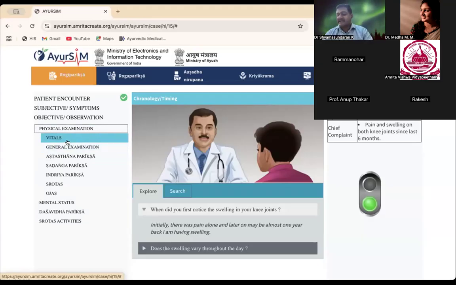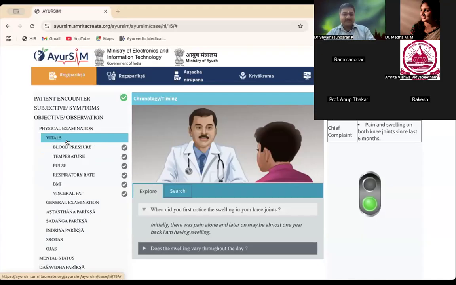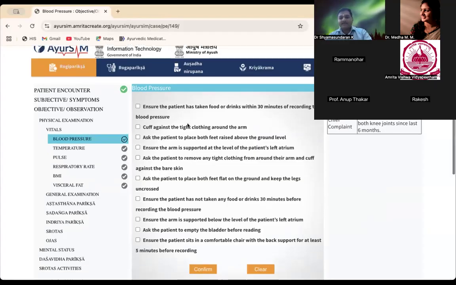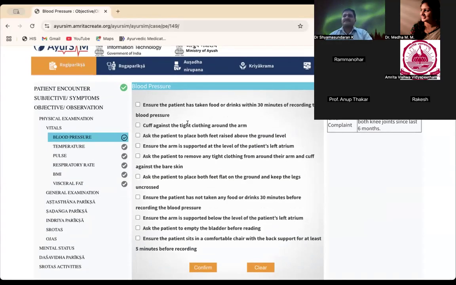So we have again made that very interesting. Just when you click at the vitals, you will see the modern parameters like the blood pressure, the temperature, the pulse, respiratory rate, BMI, and each of them are simulations. And again, blood pressure, everyone knows how to do the blood pressure right from first year you're learning. But the problem is there is a lot of variation from person to person measuring blood pressure.